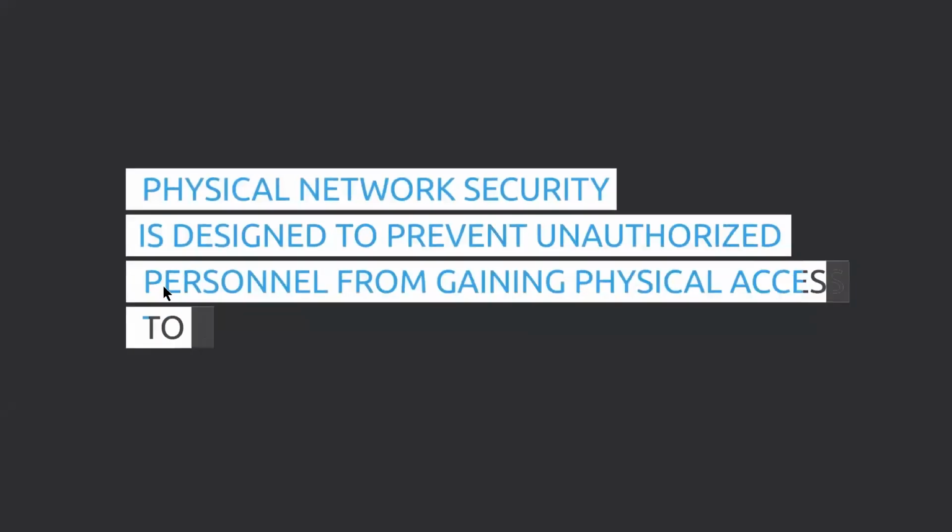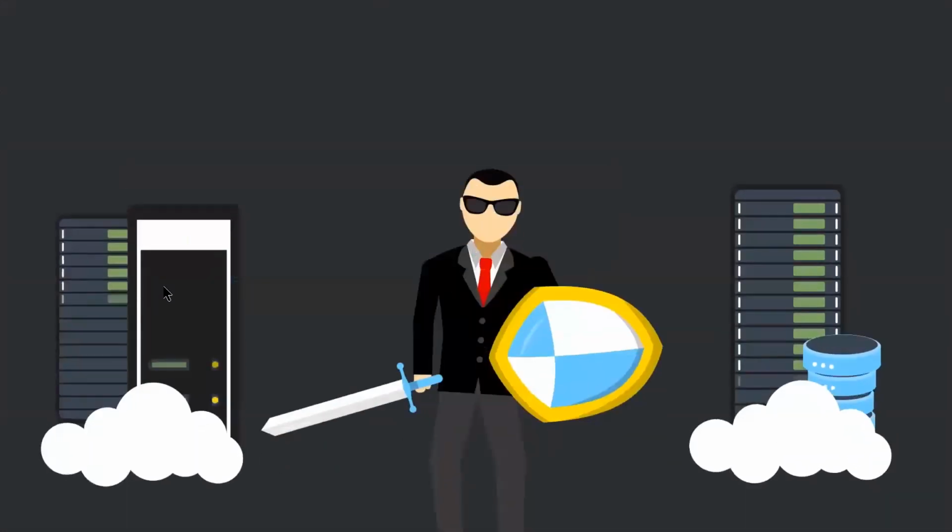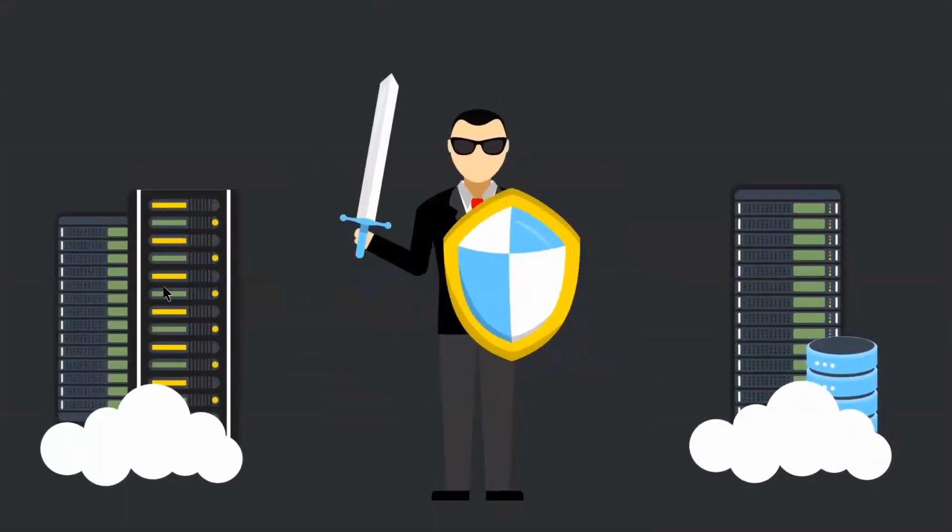So physical network security is basically designed to prevent unauthorized personnel from gaining physical access to network components such as network cabinets, routers, switches, and firewalls within those cabinets. So controlled access, such as locks, biometric authentication, and other devices, is essential in any organization.